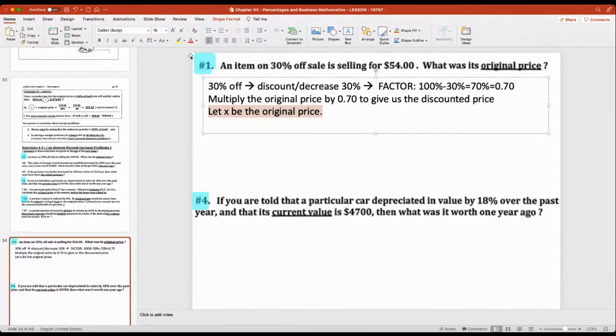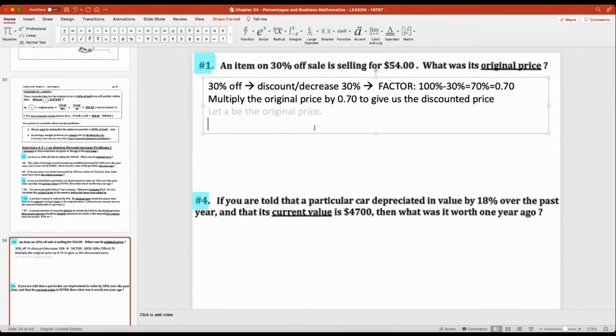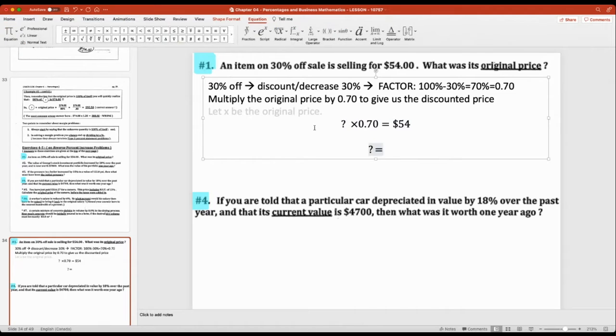So if I take this, let me get rid of that temporarily. I'll bring it back in a second. What it's saying is that the original price times 0.70 is equal to $54. That's what the question's saying. So if you wanted to solve for the original price, it would be $54 divided by 0.70.